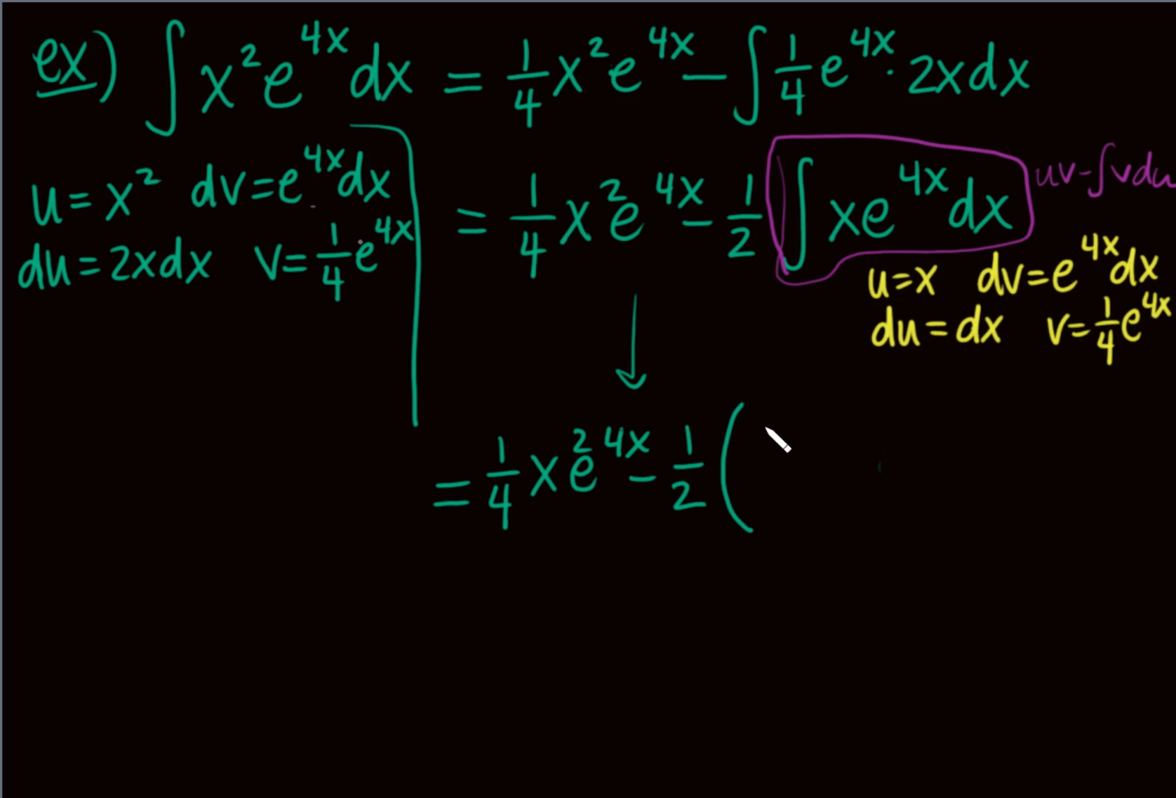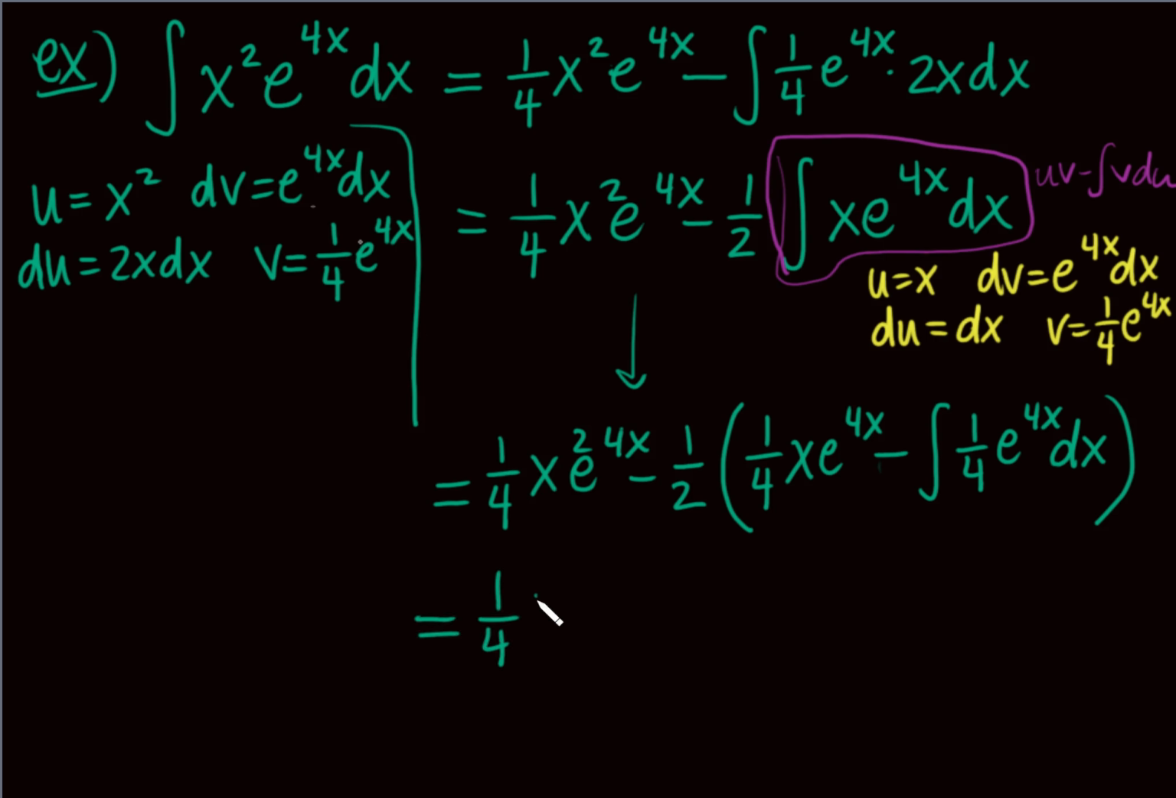So uv, put the 1/4 first, x e to the 4x. There's my uv minus the integral of v, which is 1/4 e to the 4x. Now du is just dx. So we're not going to have to do parts a 3rd time, but it got a little shaky there for a minute, huh? Okay, so let's see what we get here. So I'm going to go ahead and take the negative 1/2 through. So I get a negative 1/8 x e to the 4x.